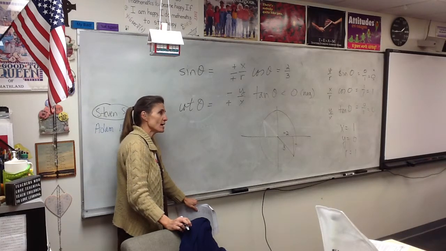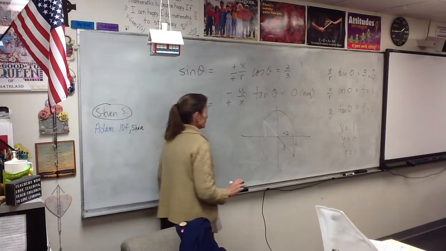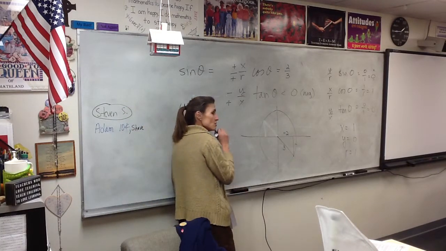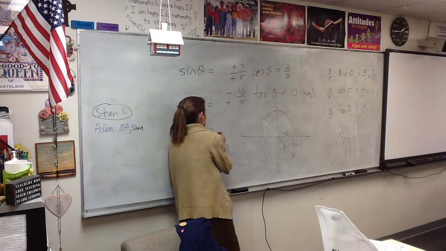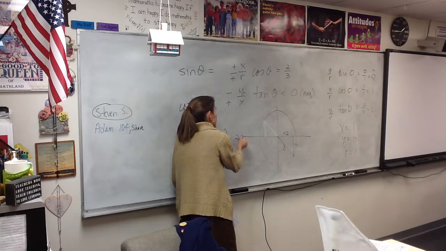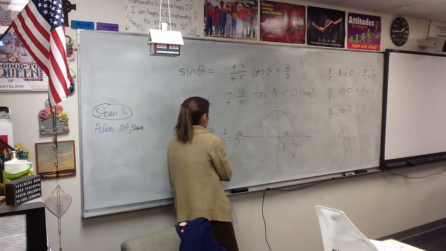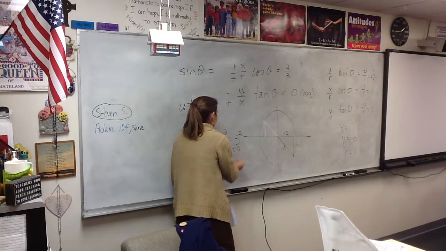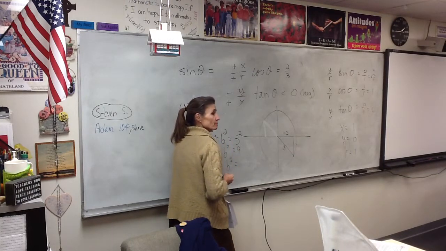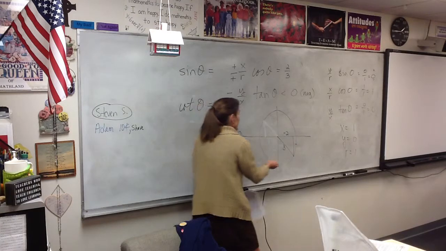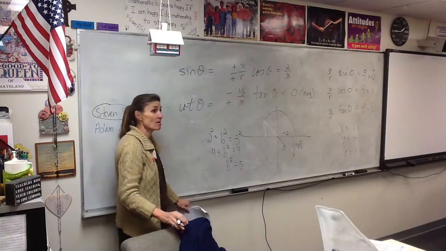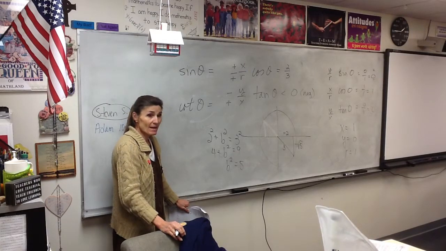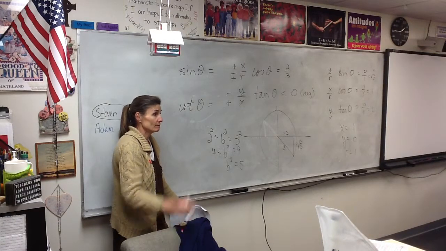What do you think we need to do next? Another negative. Pythagorean theorem. So anybody know what that would be? Can you do the Pythagorean theorem? 2 squared plus b squared equals 3 squared. So 4 plus b squared is 9, and b squared is 5. So b is root 5. And I've already got a negative there. Does everybody understand why that needs to be negative? Yeah.